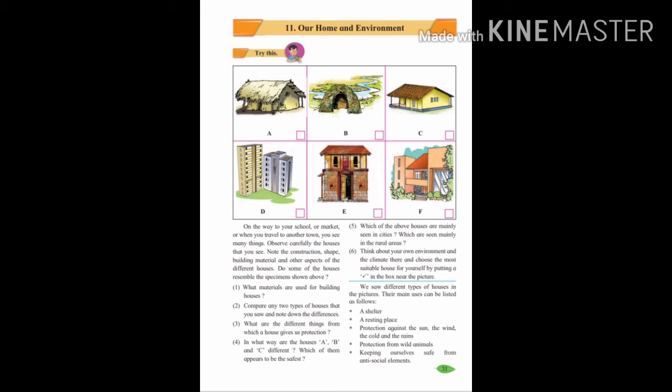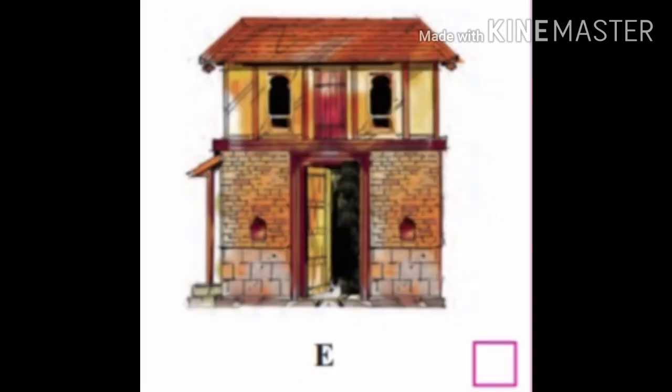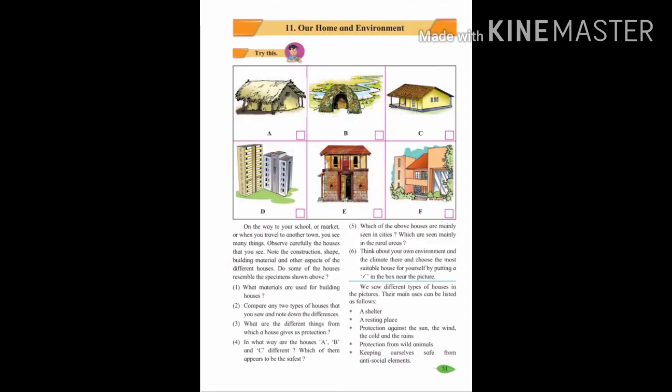Which of the above houses are mainly seen in cities? Which are seen mainly in the rural areas? Rural areas means the village areas. In cities we see skyscrapers, buildings made with concrete and bricks, and in the village areas we see houses made mainly with the help of stones and soil. Think about your own environment and the climate there and choose the most suitable house for yourself by putting a tick mark in the box near the picture.